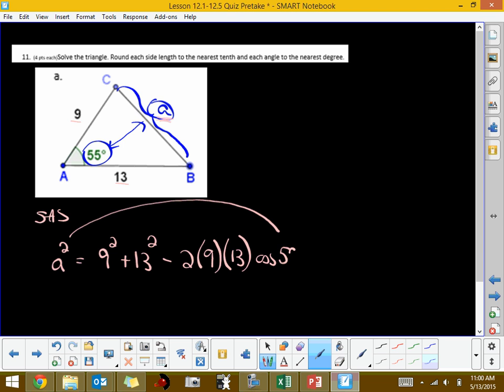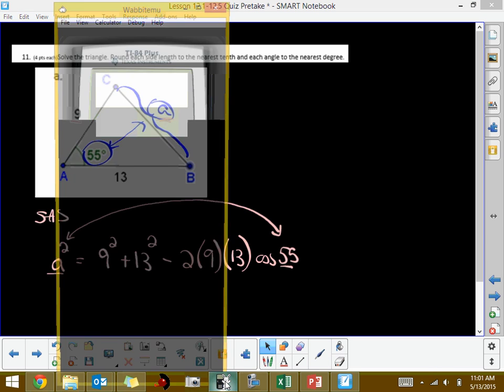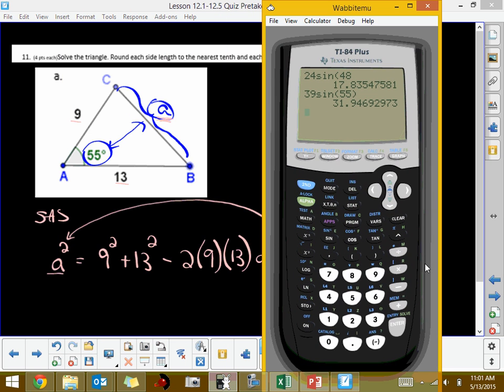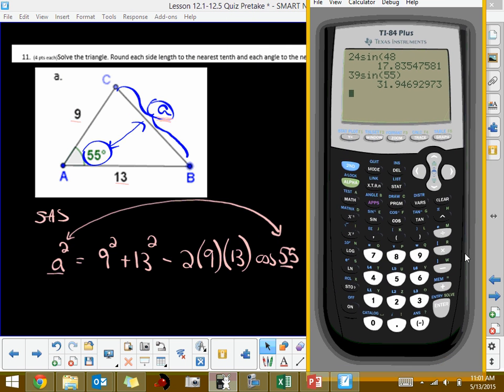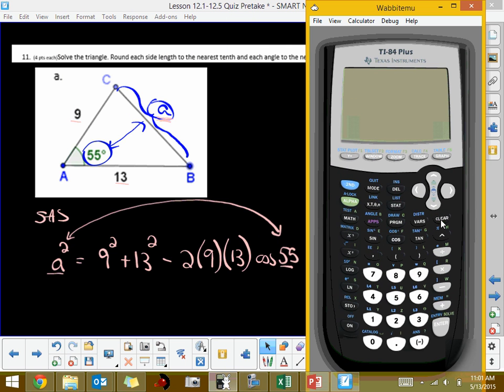So we want these to be your side-angle pair. This, I think, is key in getting your numbers in the right positions. Make sure that your side-angle pairs are always on the outside edges of your formula. So now we have to do a long calculation to find the length of side A. You can type this all in one entry in your calculator: 9 squared, plus 13 squared, minus 2 times 9 times 13 times the cosine of 55.